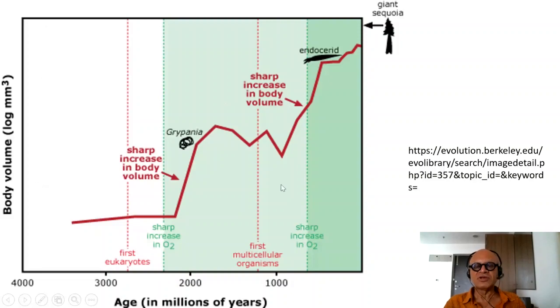Another sharp increase in body volume just before the Cambrian, in the Proterozoic again, was associated with a sharp increase in oxygen. So you have things like endocerids, and now of course in the current level of free oxygen in the atmosphere we have blue whales and giant sequoias and so on. So evolution of oxygen is closely related to CO2, evolution of life, and regulation of climate as well.